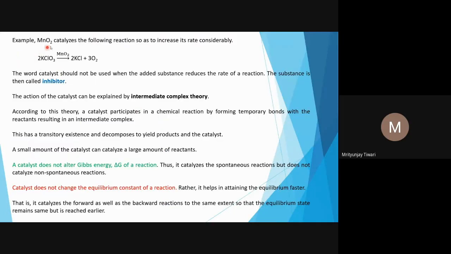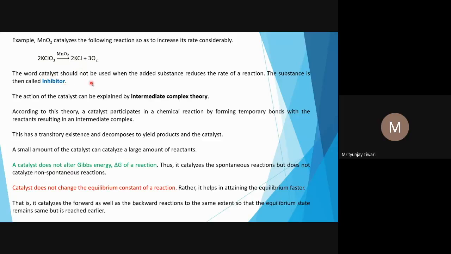The example we take: MnO2 catalyzes the following reaction so as to increase its rate considerably. So 2KClO3 in presence of MnO2 gives 2KCl plus 3O2. This is the composition of KClO3, potassium chlorate, and this potassium chlorate decomposes to KCl, potassium chloride, and O2, and this MnO2 catalyzes this reaction.